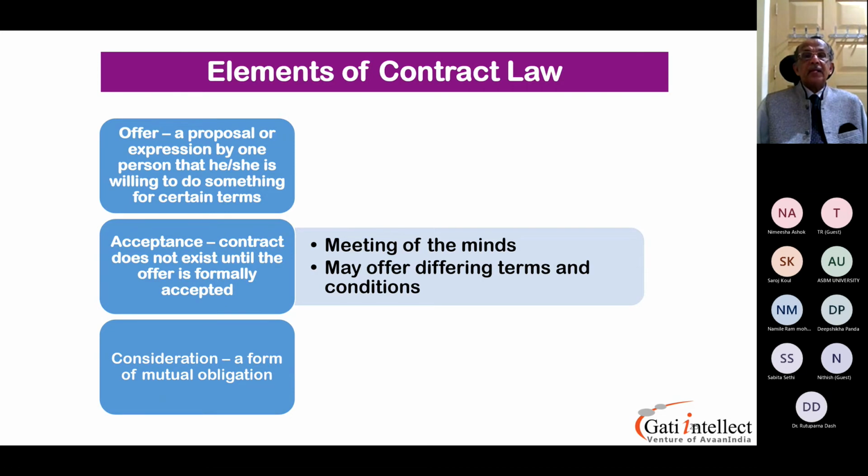Acceptance. Contract does not exist until the offer is formally accepted. So it's essential that the contract has to be accepted. Okay, now I have a question for everybody. What is the method by which a contract is accepted by, let's say, I wouldn't say a contract at this stage, an offer given by the consignee or the buyer is understood by the supplier?